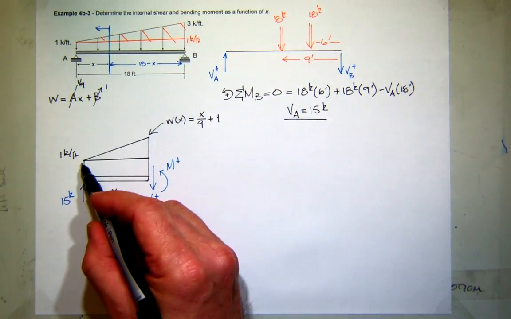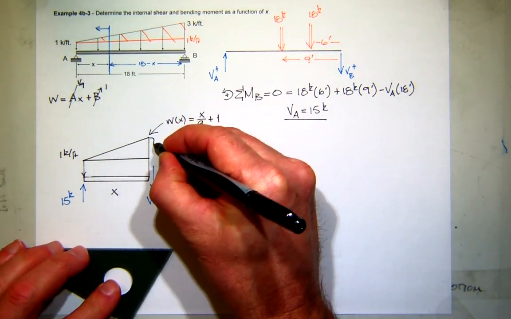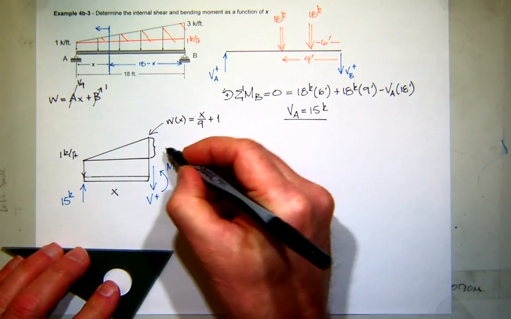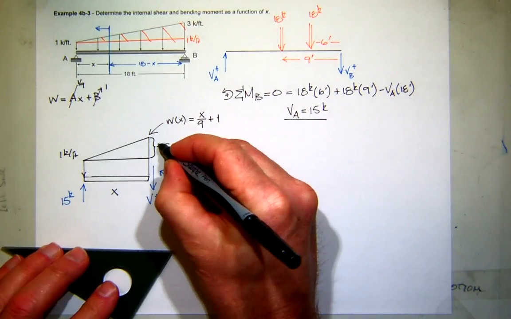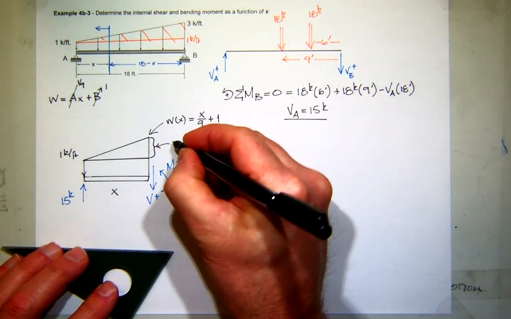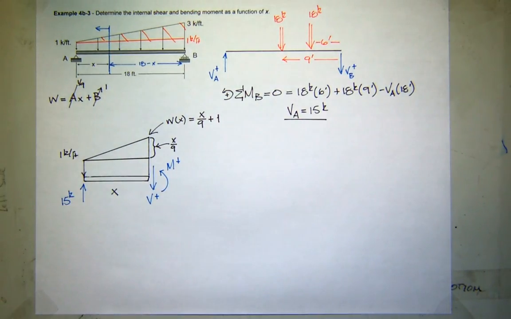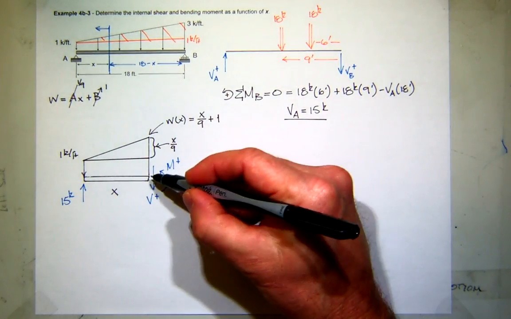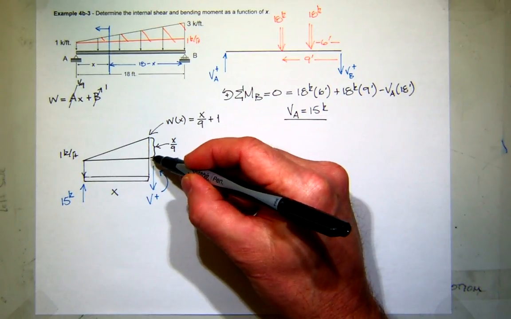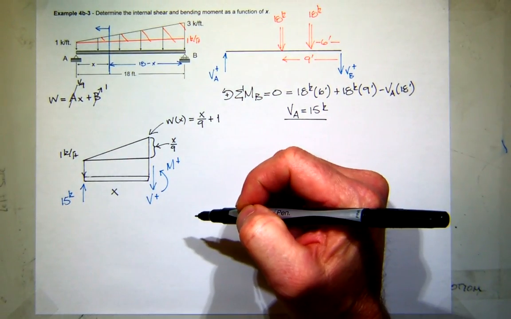Now, if this part is 1, what is this part? Which should be this minus 1, right? That should be x over 9. Everybody see that? So this part is 1. This part is x over 9. You add them together, it should work.